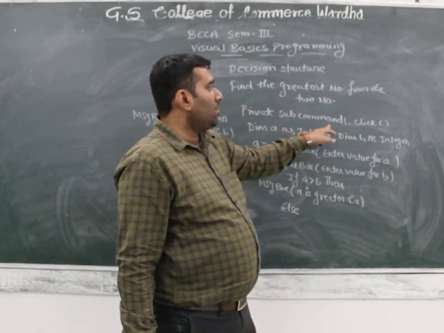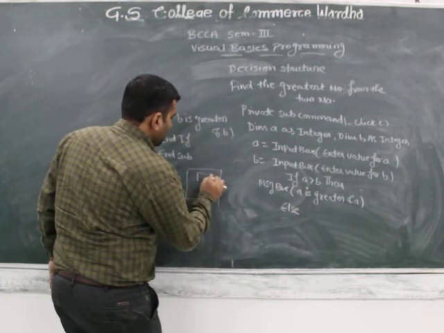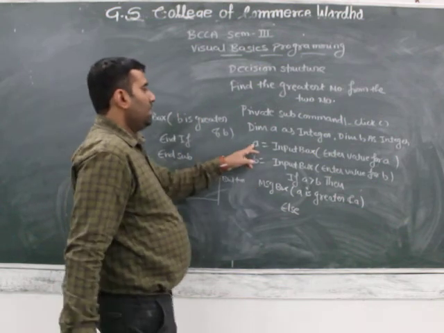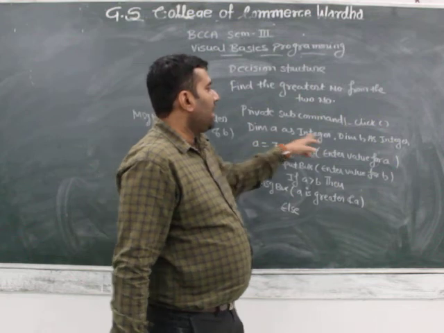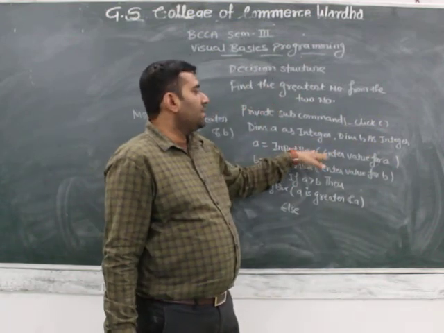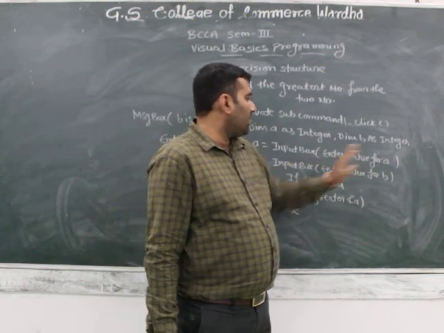Write the code on the command button, one click. This is the button. Write the code on this command button. Dim a and b as integer. Declare a equal to input box, enter the value for a. b equal to input box, enter the value for b.